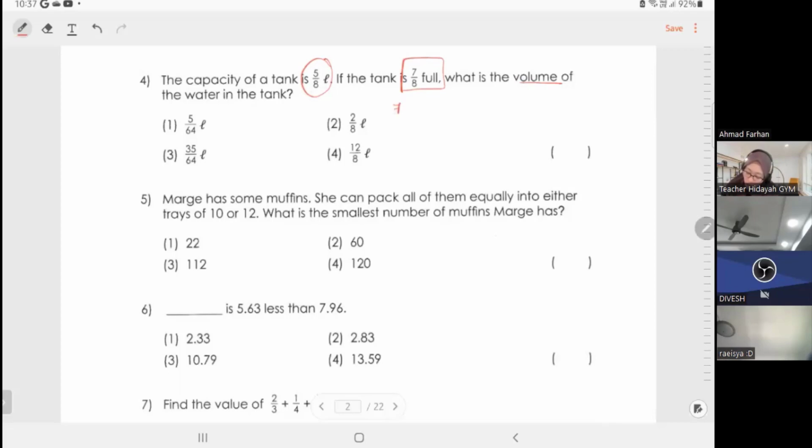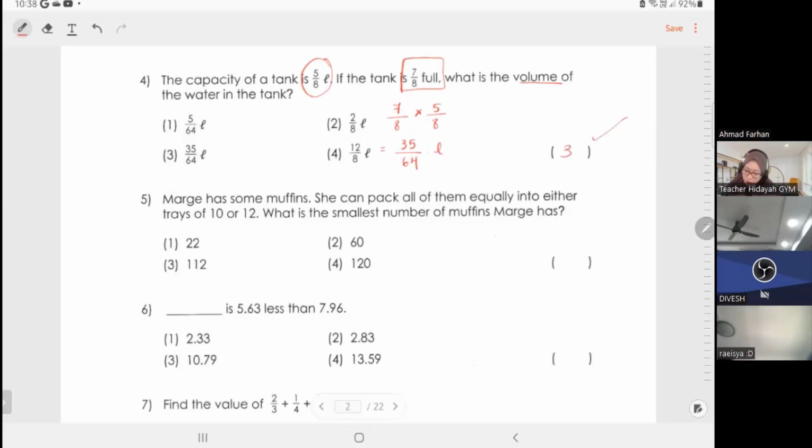So we take 7/8 times 5/8. Answer will be in liters, okay? So in this case, it will be 35/64 liters. Answer is number 3. This is correct. I can't simplify anymore.